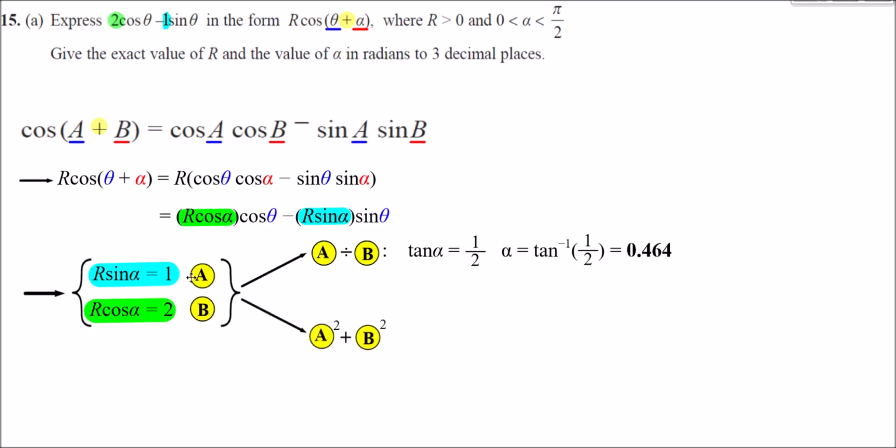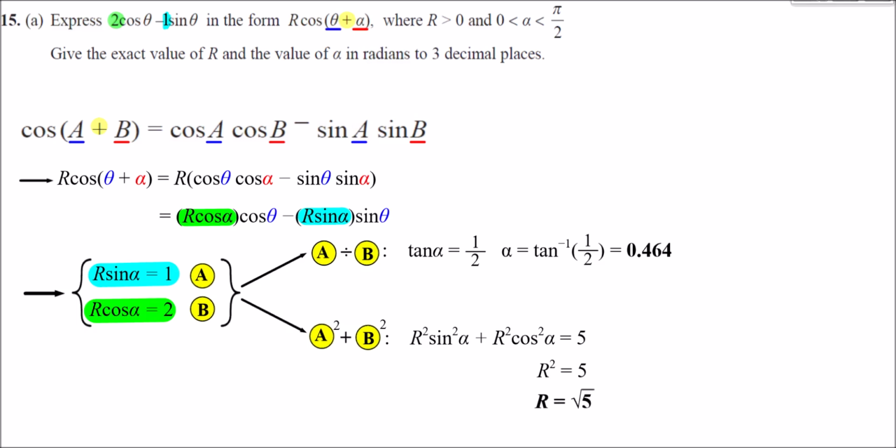I can also square these equations and then add them. If I do that, I get r squared sine squared alpha plus r squared cos squared alpha equals 1 squared plus 2 squared, which gives 5. If I factorise out the r squared from the left-hand side, I get r squared brackets sine squared plus cos squared equals 5. But sine squared plus cos squared, of course, equals 1. So this simplifies into just r squared equals exactly 5. Square rooting both sides, r must be equal to root 5.